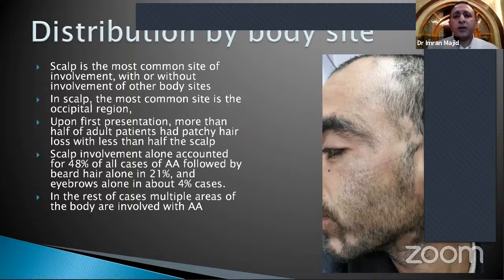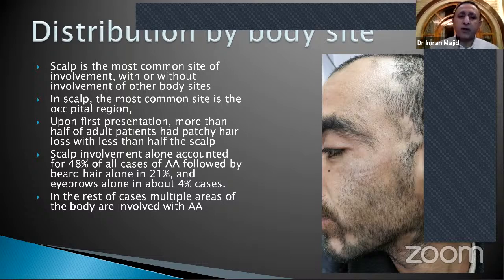How does alopecia areata involve different body sites? Remember that scalp is the commonest site of involvement. And in the scalp, the commonest site that is involved is the occipital region. And upon first presentation, more than half of adult patients had patchy hair loss with less than half the scalp involved. And scalp involvement alone accounts for 48% of all cases, followed by beard hair alone in 21% and eyebrow alone in around 4% cases.